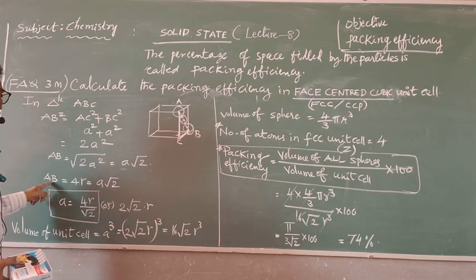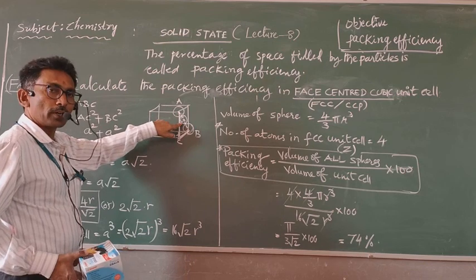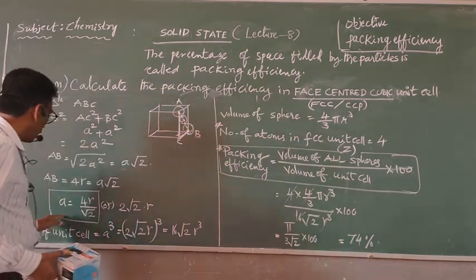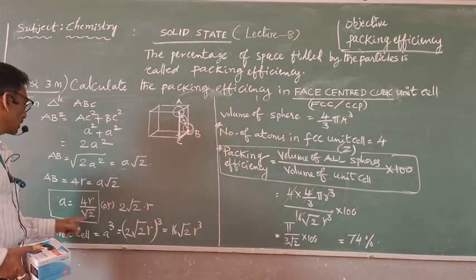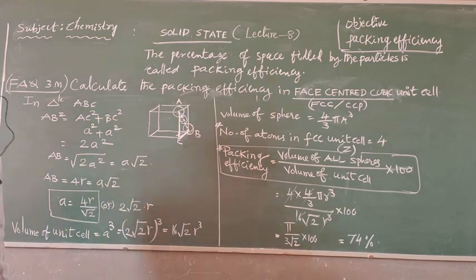And next, AB is equal to 4r. This is the radius of the sphere, and 2r is the diameter of the sphere, and this is the radius of the sphere. Total length is 4r. So 4r is equal to root 2 a, and a is equal to 2 root 2 r, or 4 by root 2, whichever is comfortable to you, that you have to follow here.